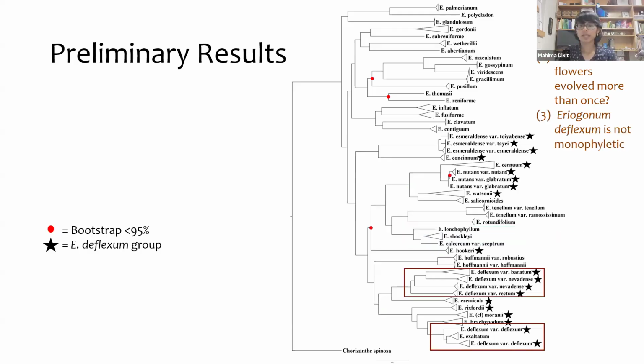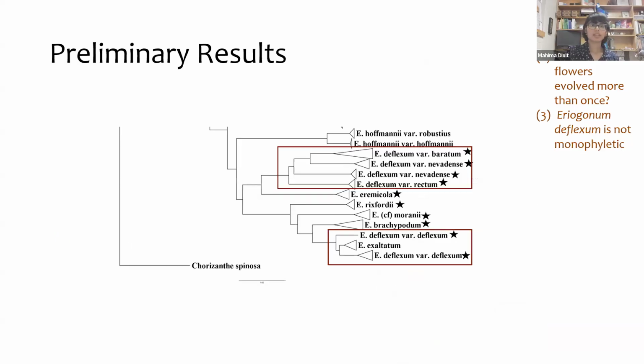The last point I wanted to share today is that Eriogonum deflexum itself is not one species. It actually shows up in two different areas in the tree. I wanted to zoom in on this part of the tree to make it easier for us all to see. Eriogonum deflexum has three currently recognized varieties: variety deflexum, variety nevadense, and variety baratum. As you can see, they are not showing up together as each other's closest relatives.